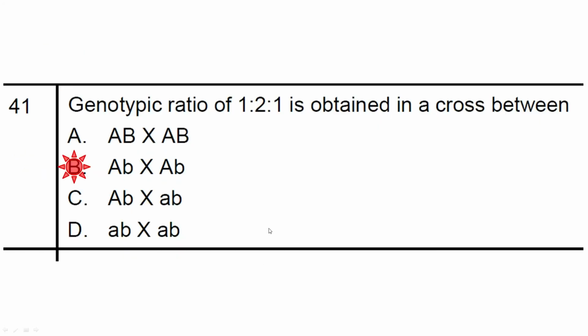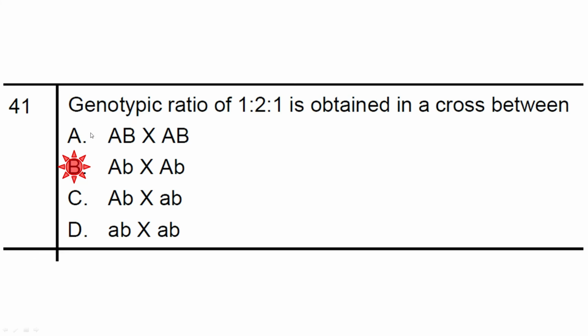Now, the third question which created confusion for us was question number 41. It says, genotypic ratio of 1:2:1 is obtained in a cross between, options are given over here. Four crosses are given, and the correct option is said to be B. Now, this is really confusing, right? And I am really sure that this particular question is wrong.